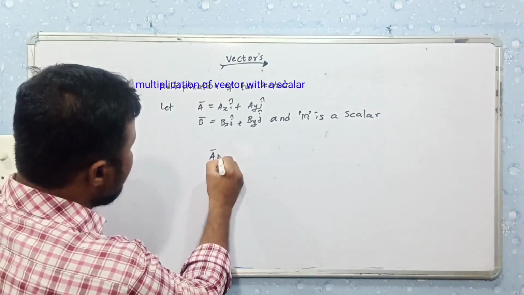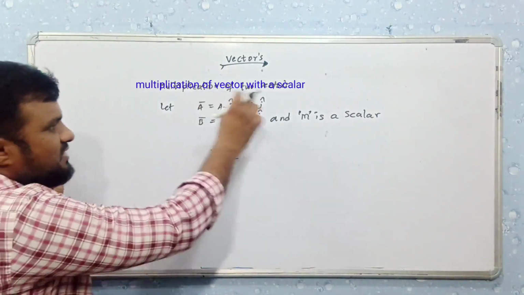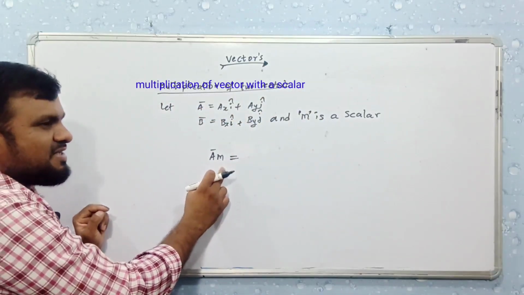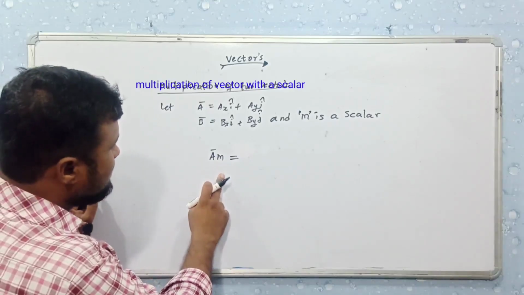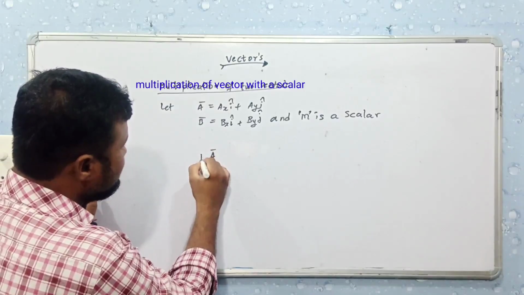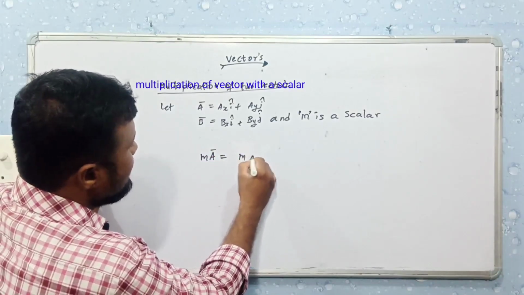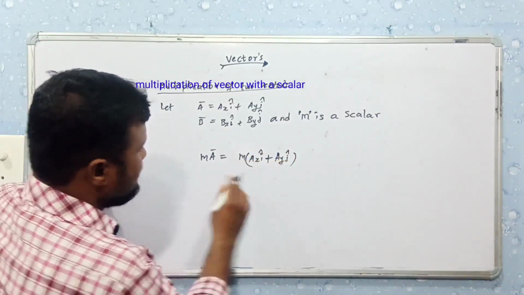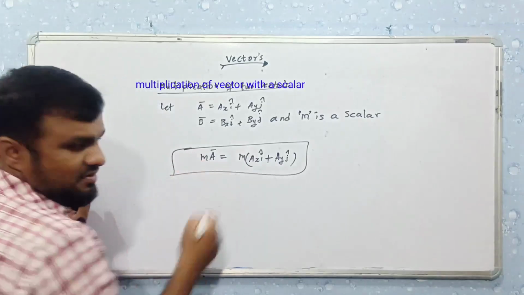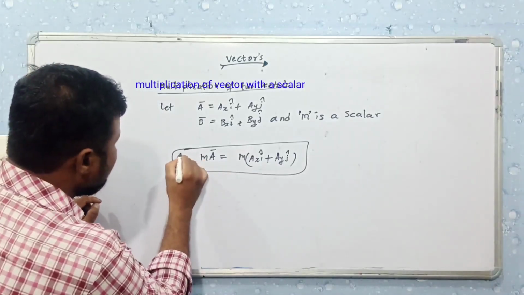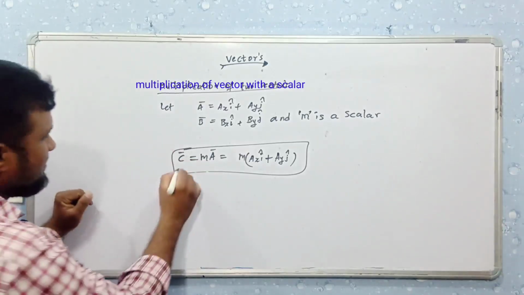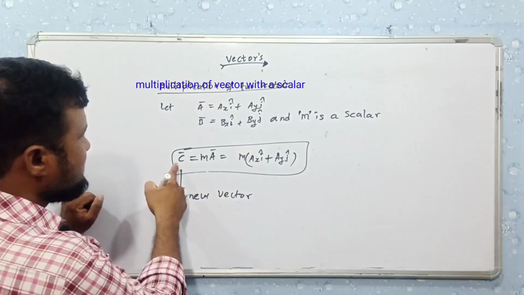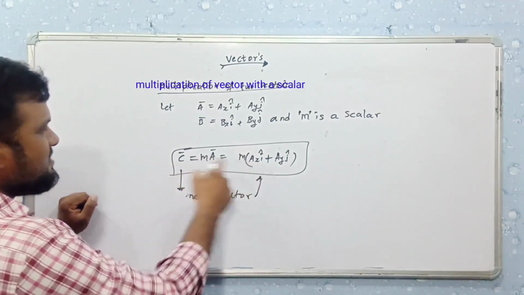A bar into M is multiplication of a vector by any scalar. Scalar means any number. You will get a new vector. So M into A bar is equal to M into Ax i cap plus Ay j cap. In this scenario, we are getting a new vector. Let C bar be the new vector. This is the result.